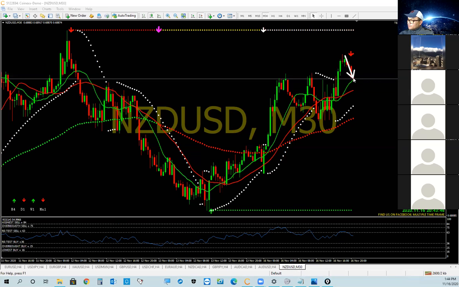On the 5 minute, the parabolics are in the wrong place, just in case you're wondering. Yeah, because of this, they're still up there. They haven't flipped yet. But they will soon, because you've got a red bar. Market is going down right now, and at a certain point, that parabolic is going to flip, and then you can take your buy.